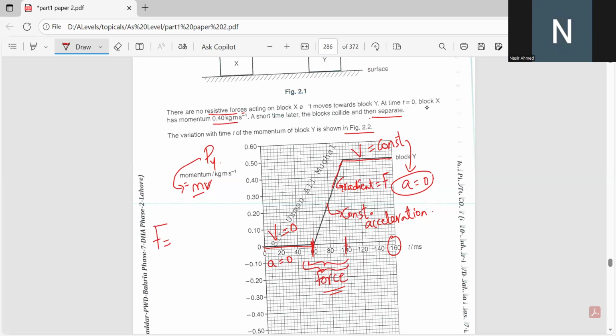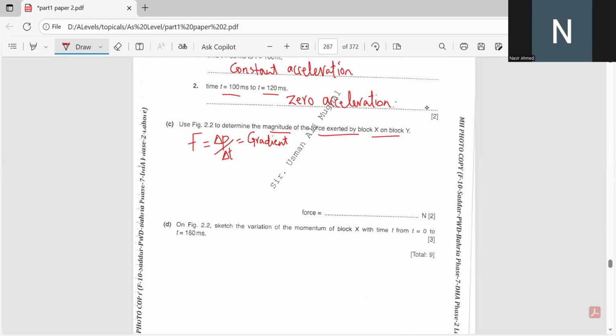Force can be found this way: take the final momentum, which is 0.5, minus the initial momentum, let's say it is 0, the whole divided by the time duration in which this happens, 40 milliseconds, that is 40 into 10 to the power minus 3. Then you get the force. This will be equal to 13 newtons. So this is how we are going to find out the force over here.